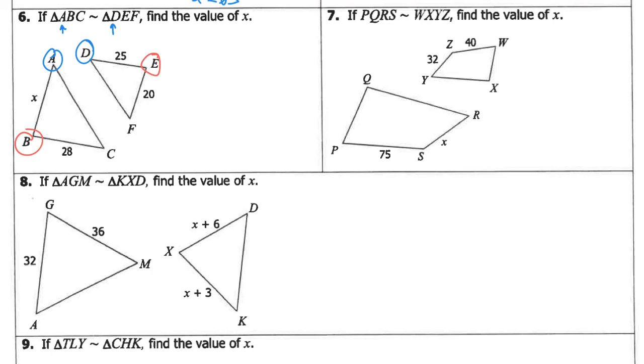If you could imagine this triangle over here getting flipped over so that E matches up with B, D is going to be somewhere over here, and then F would be somewhere here. So that tells us that the 25 is going to be corresponding with the x, and the 20 is going to be corresponding with the 28. So that will set up your ratios. You have 25 to x or x to 25, it doesn't matter how you start, but you just have to match it. Then I have 20 to 28. And then I simply cross multiply and solve.